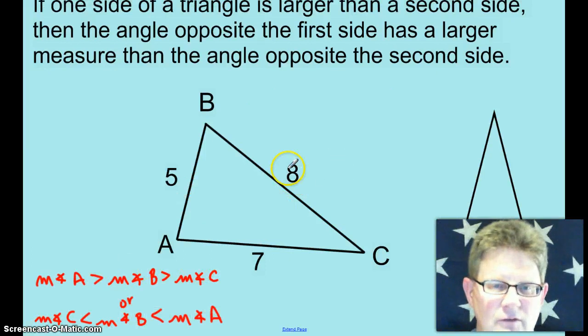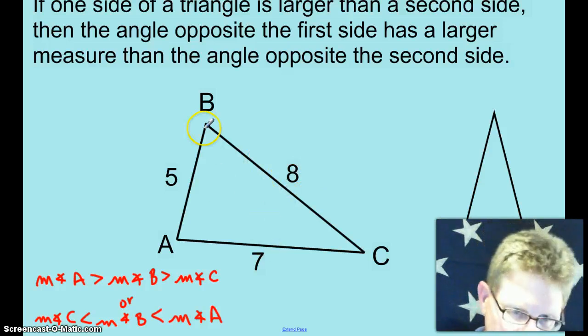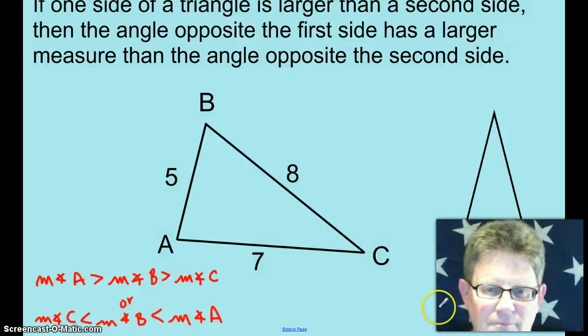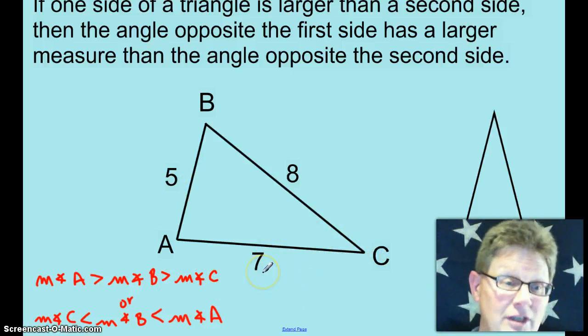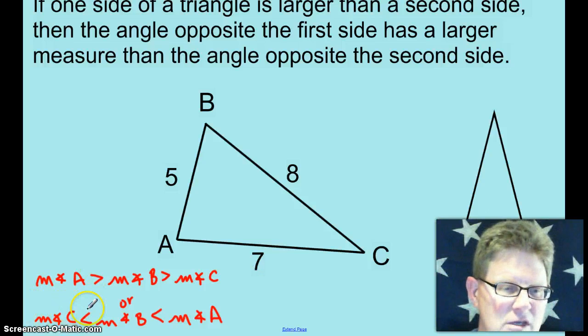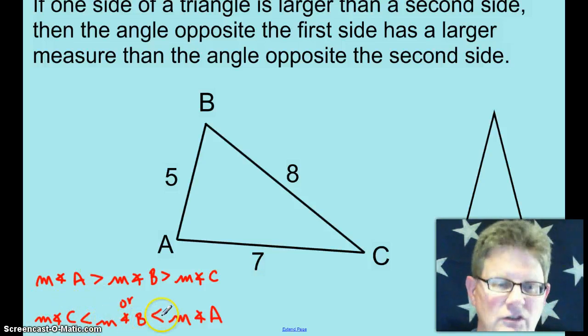Because we have three sides, 8, 7, and 5, we can actually make an extended inequality. The measure of angle A, because it's opposite the 8, is greater than the measure of angle B, which is opposite the 7, which is greater than the measure of angle C, which is opposite the 5. I think your book actually asks you to put them in order from least to greatest. So the measure of angle C is less than the measure of angle B, which is less than the measure of angle A.